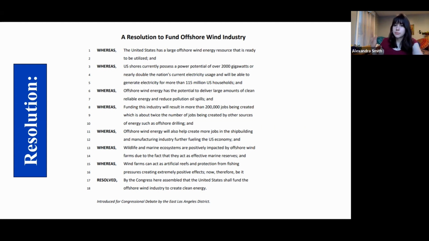So everything about that was leading up to it. It was saying the US has a potential to utilize this clean energy source, and clean energy is good, and we need electricity, and it'll create jobs, and it will create jobs in shipbuilding and manufacturing, and wildlife and marine ecosystems are positively impacted by offshore wind farms. And we should then, resolved by the Congress here assembled, fund offshore wind energy and create clean energy. They definitely could have, in the resolved clause here, put something about creation of jobs, just because it was introduced in the whereas clauses, and there's grounds, since it was established, to continue to elaborate on that.